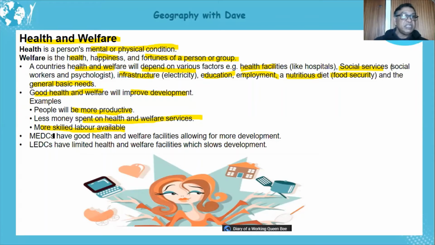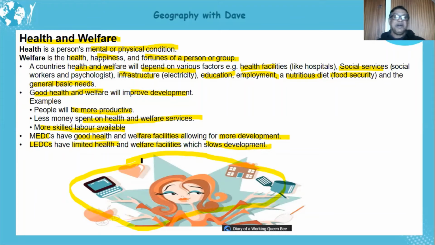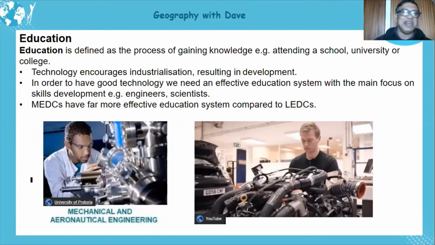All right. So look at this overall. MEDCs: good health and welfare, allowing for more development. LEDCs: limited health and welfare facilities, which slows development. Doesn't mean there's no development, but it slows development. I just put this in, all right, to show all these things come into health and welfare. Eh? Your work, your relationships with people, your home, your food, all these things come in. Eh? All right.